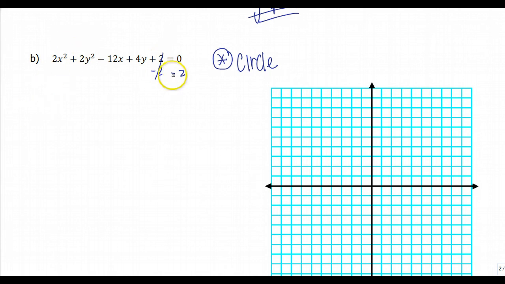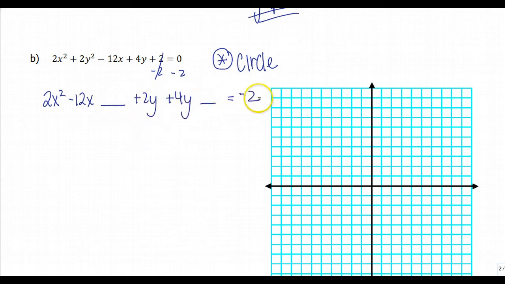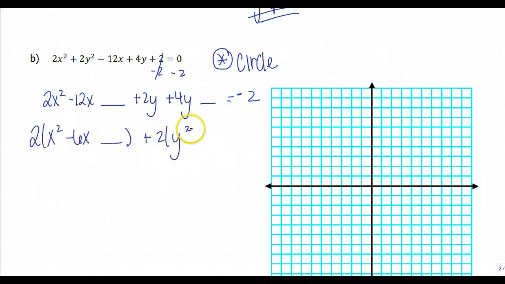So the first thing I'm going to do is subtract the 2 and then regroup. So 2x squared minus 12x plus 2y squared plus 4y equals negative 2. Remember, I just write those spaces because I know that in order to do this, I have to complete the square. And I factor out the GCF, which is 2, so x squared minus 6x plus 2 times y squared, forgot my squared up there, plus 2y equals negative 2.